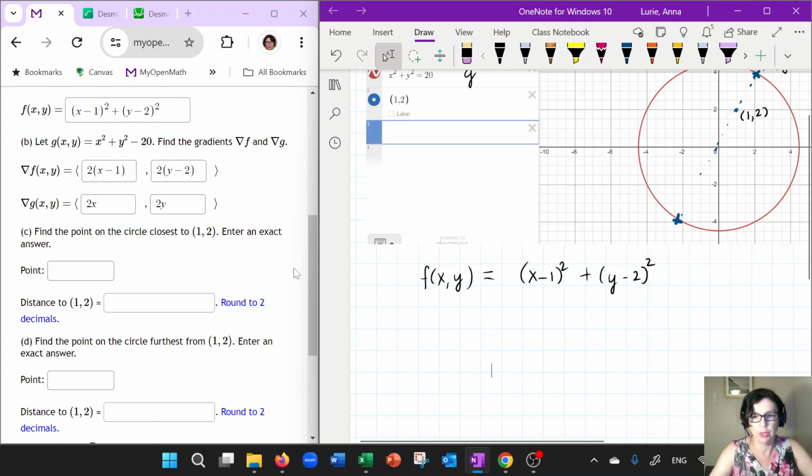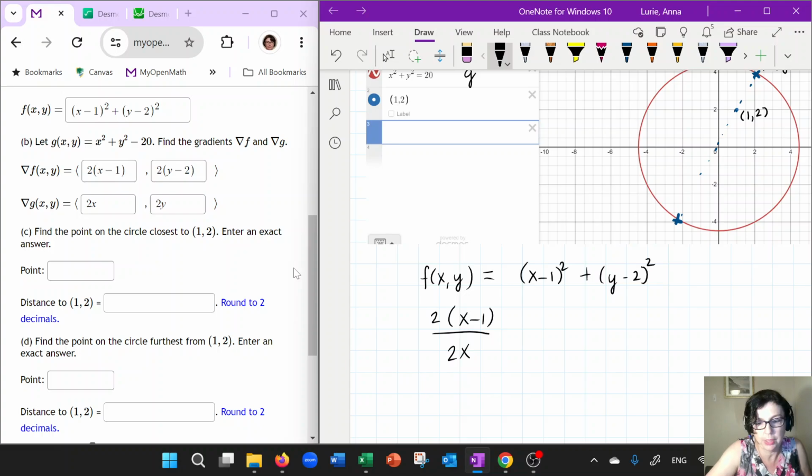So all we really want to do is just find out when these two vectors are proportional, and that can be done by just dividing their x components and dividing their y components and setting that equal to each other.